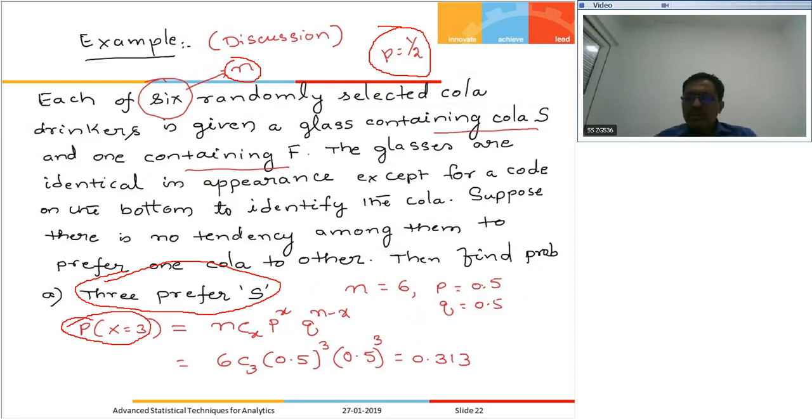So what is the formula here? It is NCX, P power X, Q power N minus X, where N is 6, X is 3, the probability of success is 0.5 and Q is also 0.5. So therefore we get this.